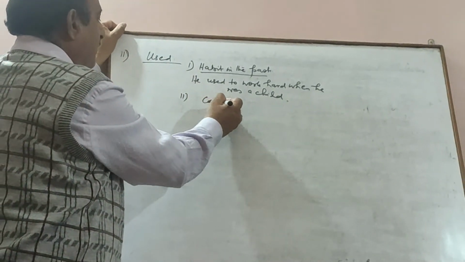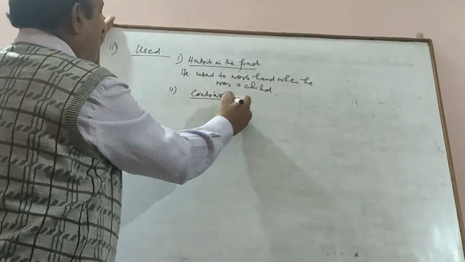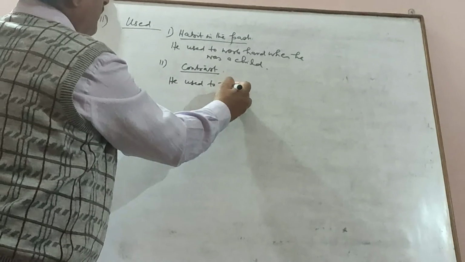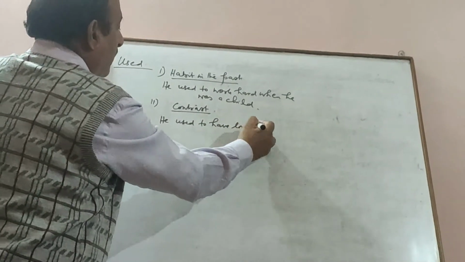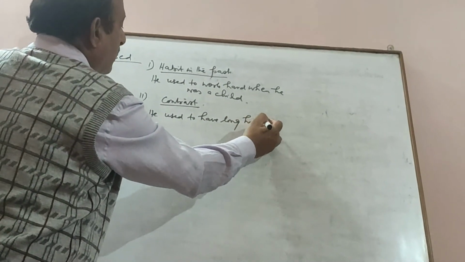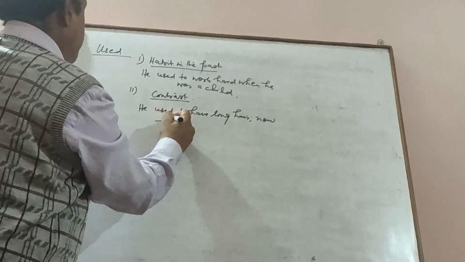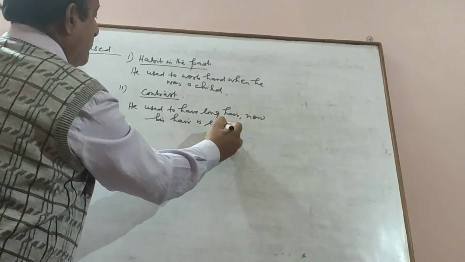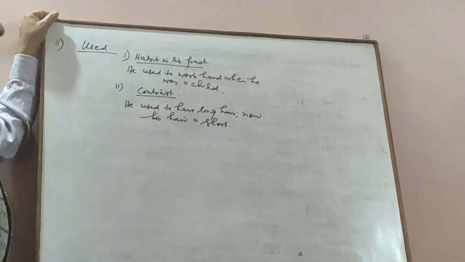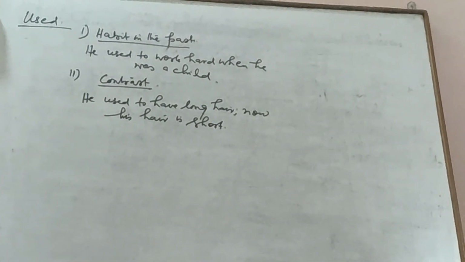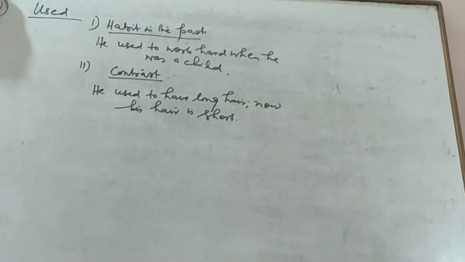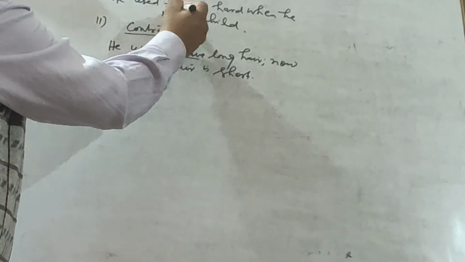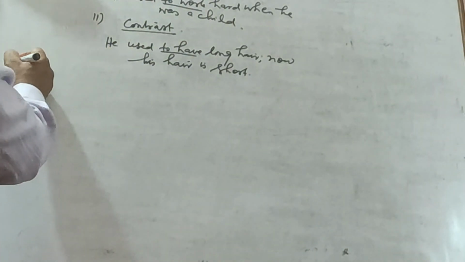Then it is used to show contrast. He used to have long hair. Now his hair is short. So this is the contrast denoted by the modal used. Please note that used is followed by the to infinitive.